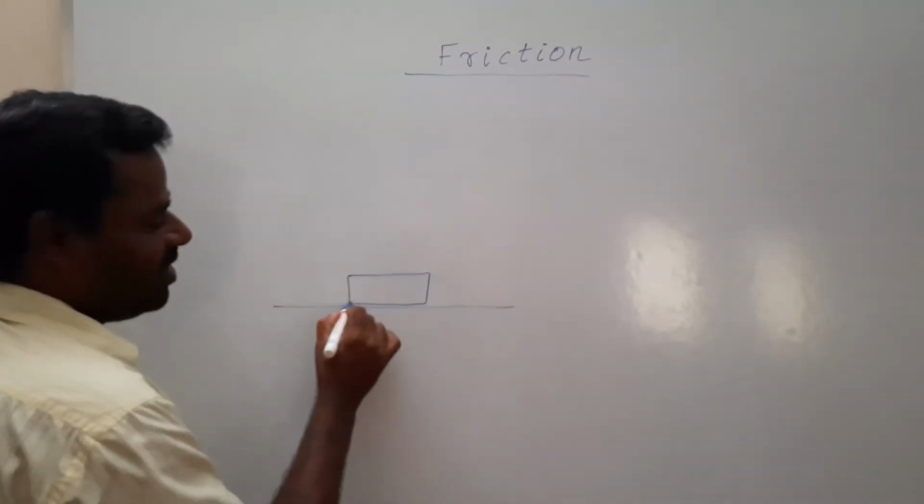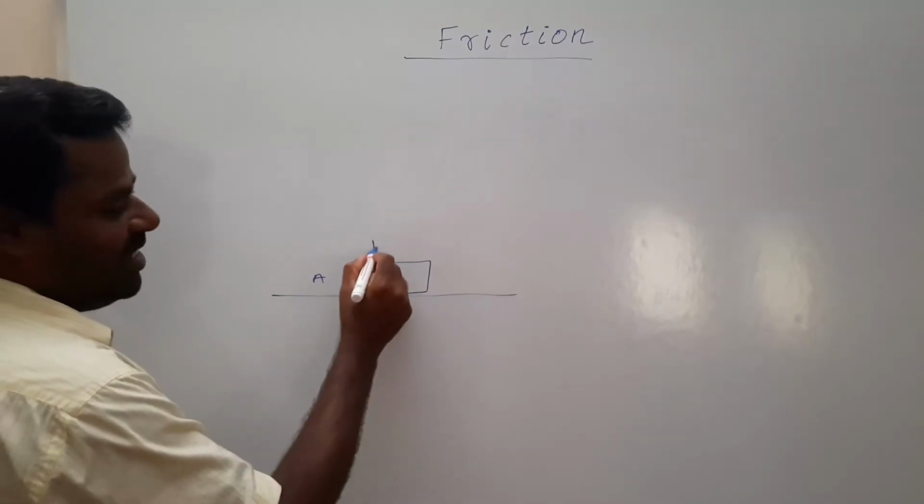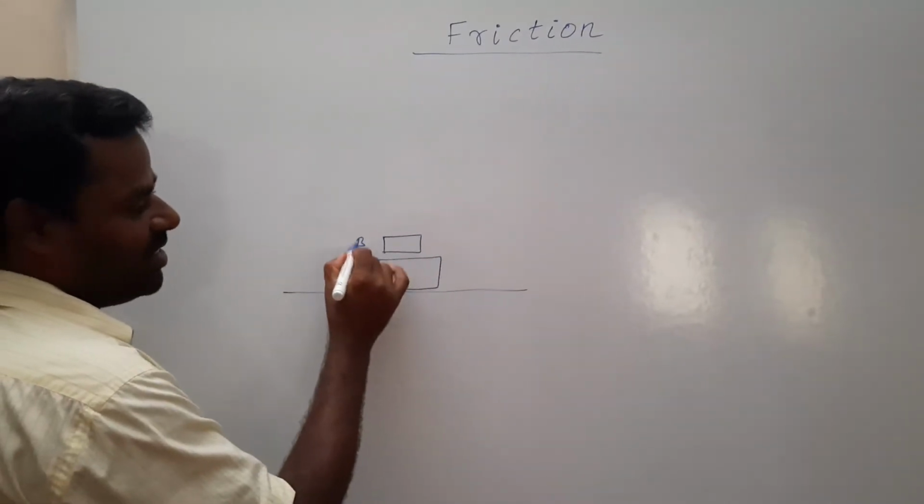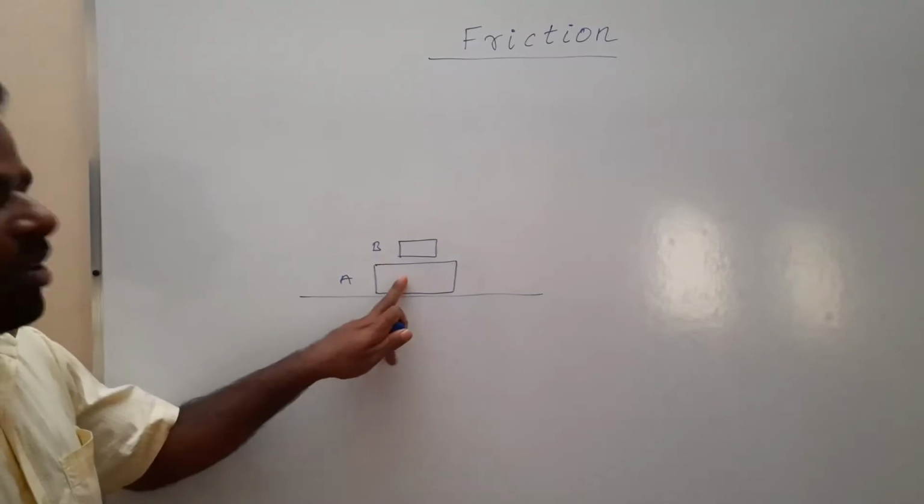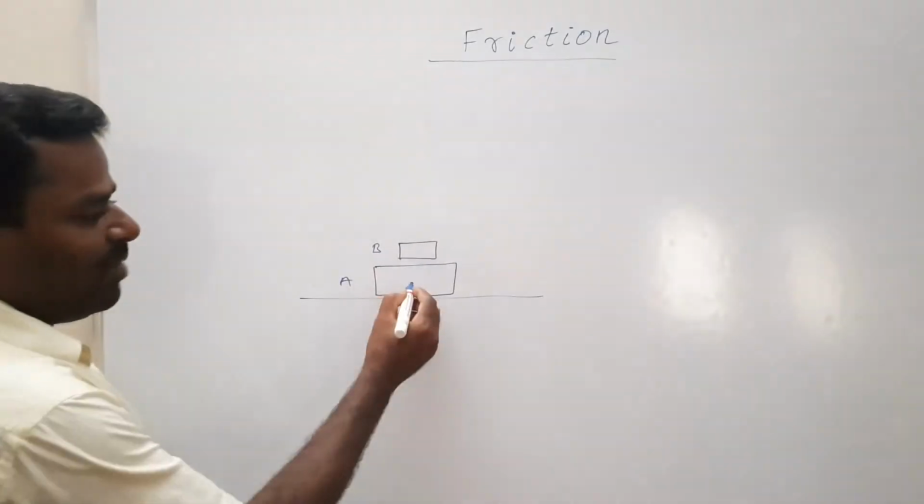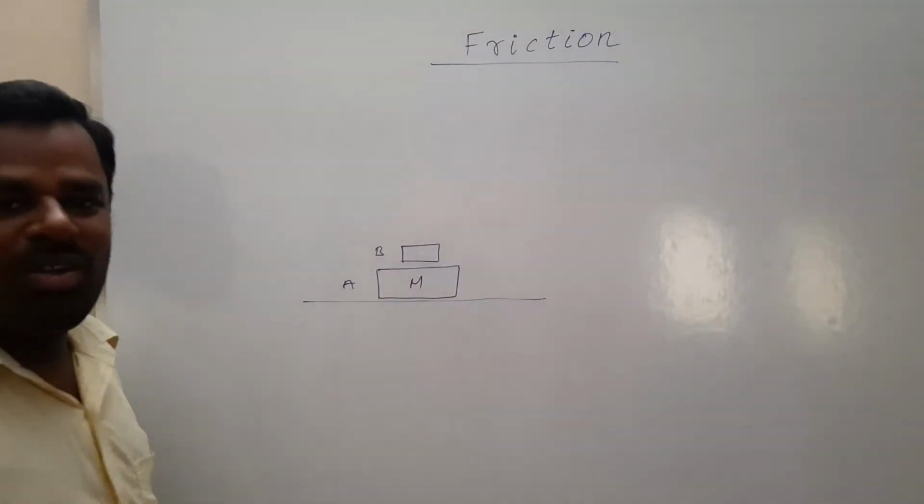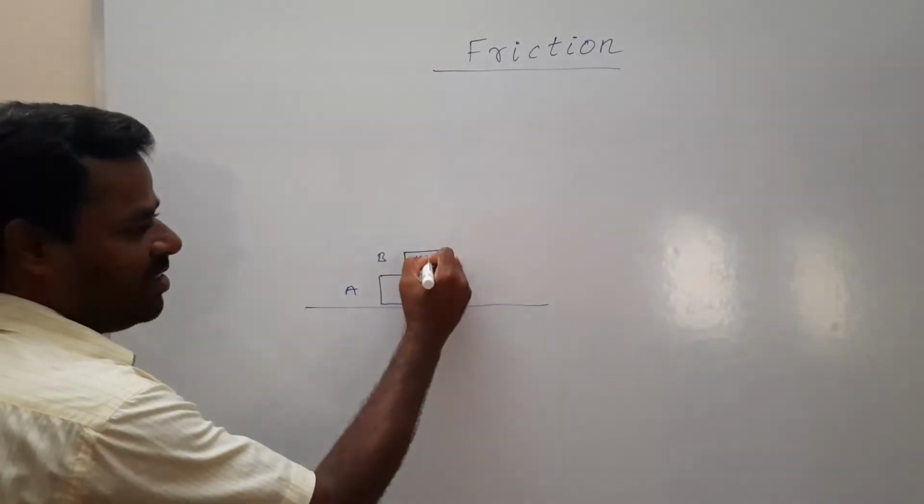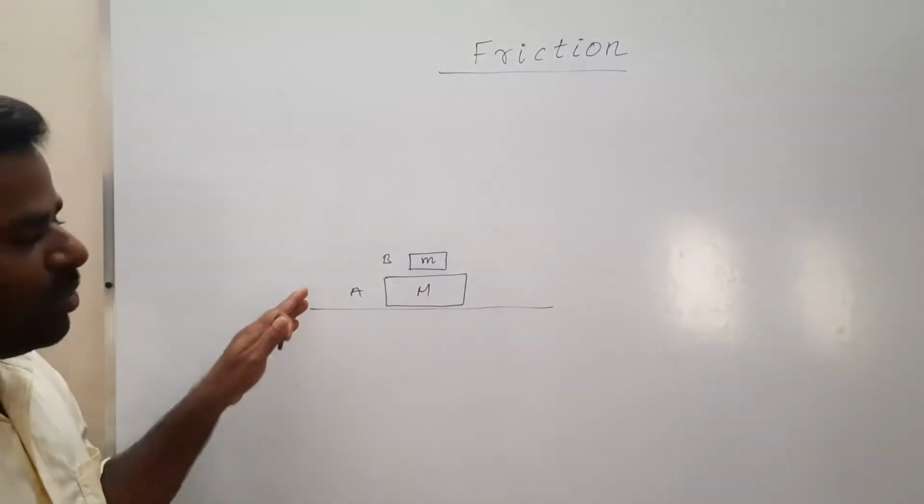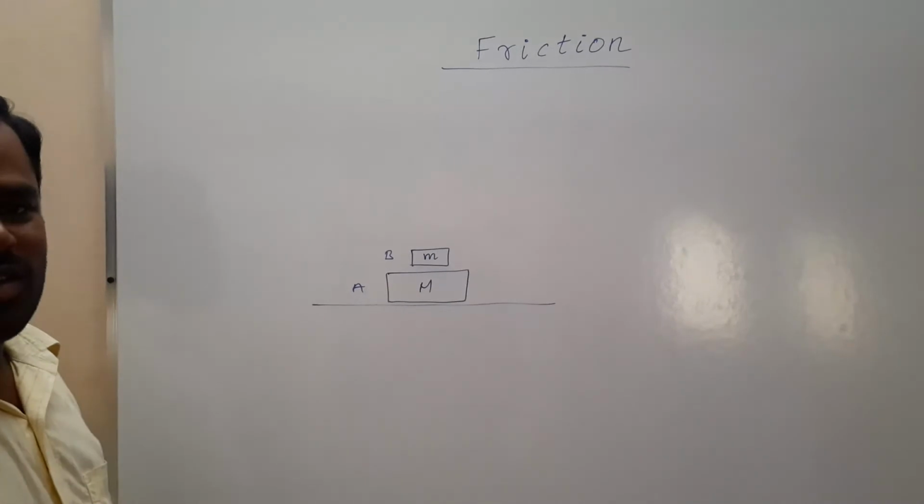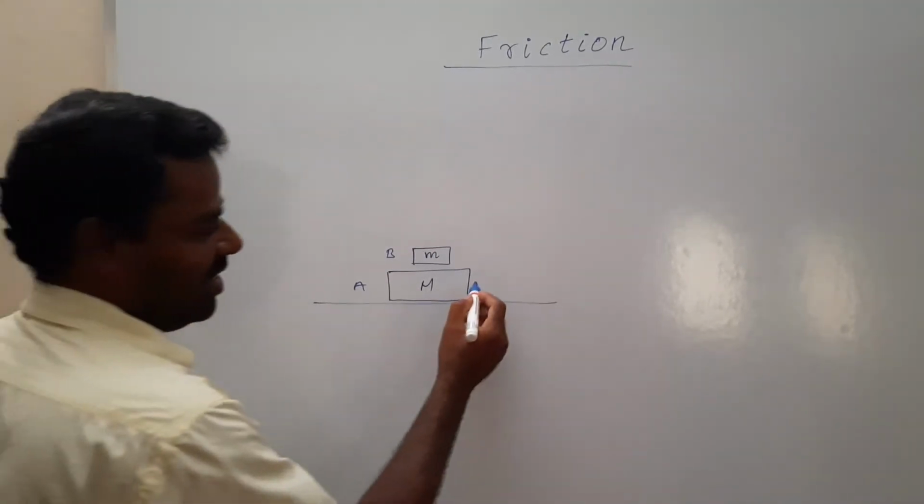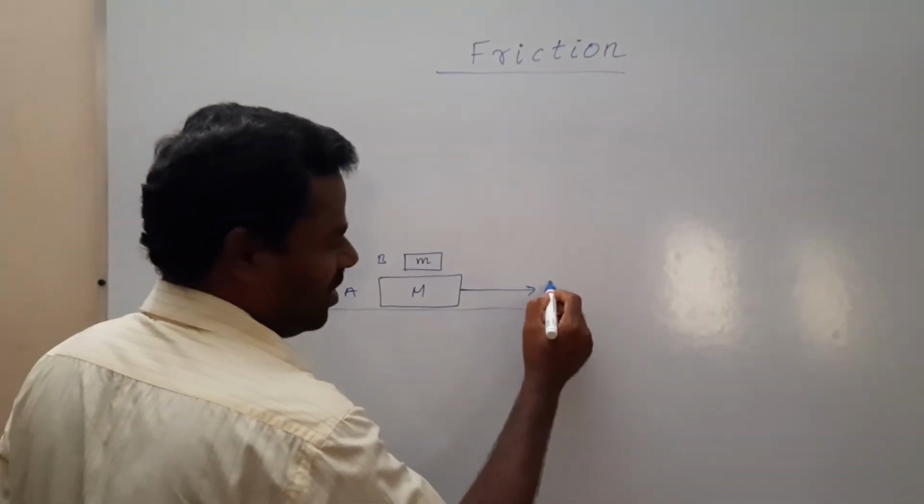This is block A. Another block, let us take as block B. We take the mass of block A as capital M and the mass of block B as small m. Now we need to move these two blocks together, so I am applying force on block A.